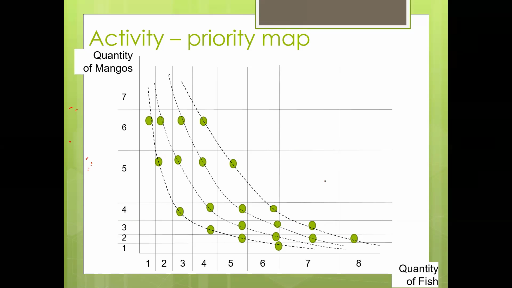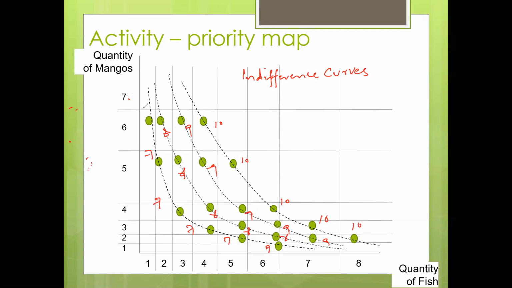So if we join all the dots which have similar numbers, we have these curves. So we call it indifference curves. So why are these called indifference curves? Because it is joining all the dots which had the same value. So 9, 9, 9, 9, 9, and 9. Then there's 8, 8, 8, 8, 8, 7, 7, 7, 7, 7, 7.